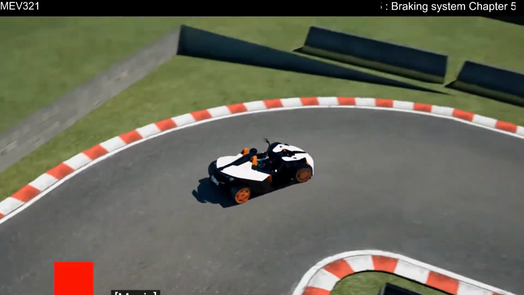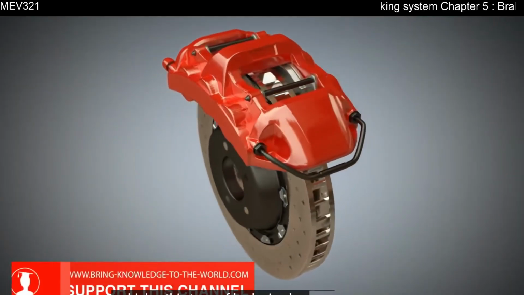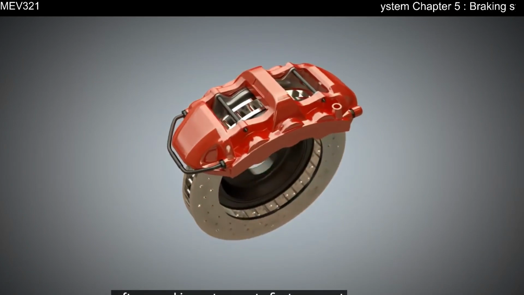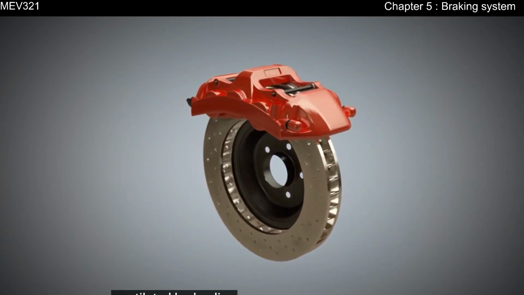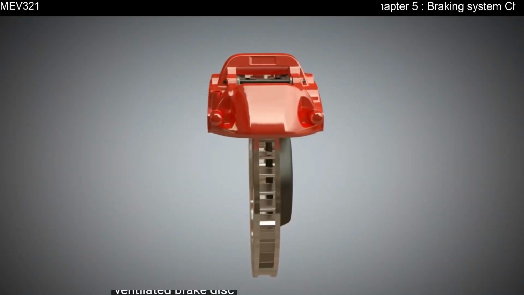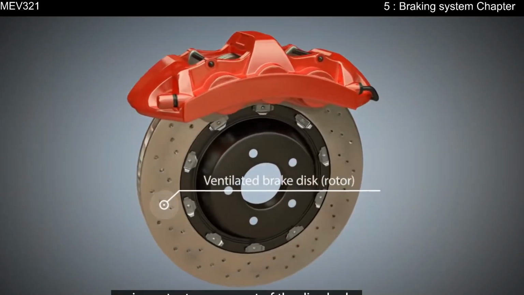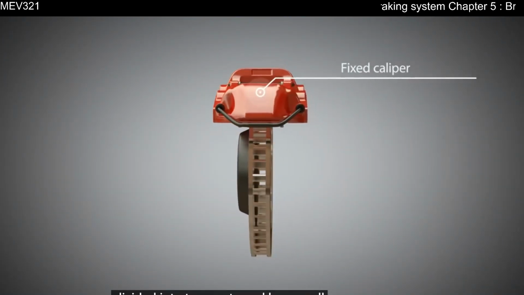Disc brakes are used in many modern vehicles. This type of brake is also often used in motorsports. First, we want to explain a disc brake with a ventilated brake disc. An important component of the disc brake is the brake disc. The brake disc is divided into two parts and has small holes for better cooling.